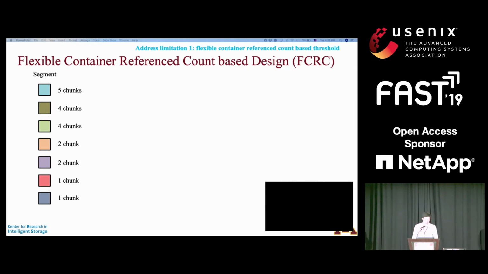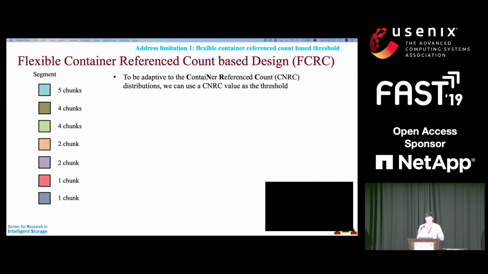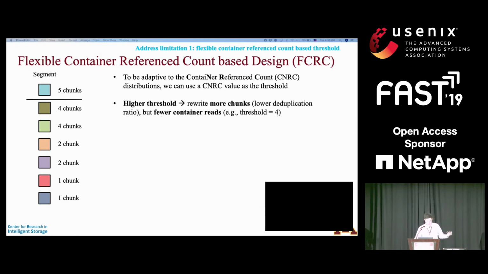The first one is called the flexible container reference count-based design. From capping, we know that we cut it from the ranking, but now we cut in a horizontal direction, which means that is the referencing count threshold. So if we have a very high threshold on the referencing count, which means we will rewrite all of those chunks below the threshold. In this case, we'll have fewer container reads.